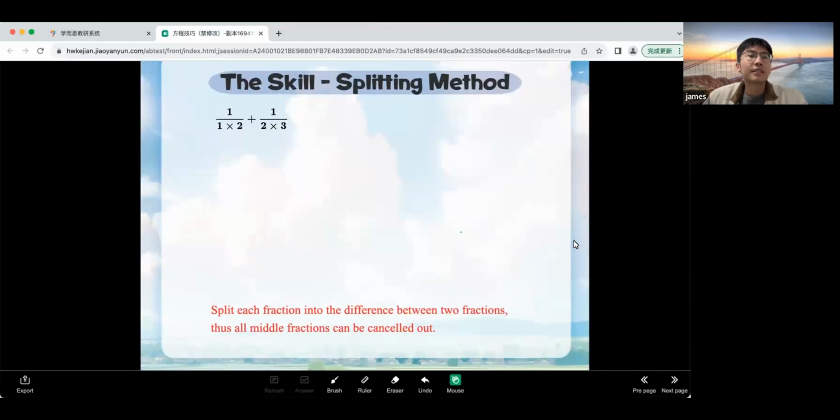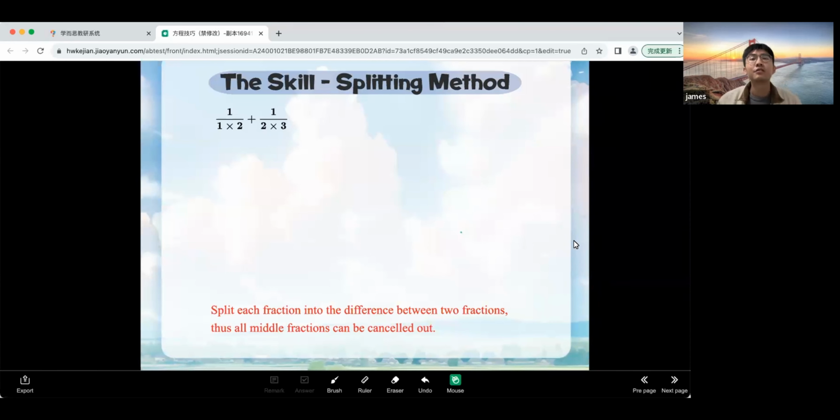The question is, what is the value of 1/(1 times 2) plus 1/(2 times 3)? Normally we can just solve the question by calculation. 1/(1 times 2) is equal to 1/2, and 1/(2 times 3) is equal to 1/6. So we just do 1/2 plus 1/6, and everybody can get the answer.